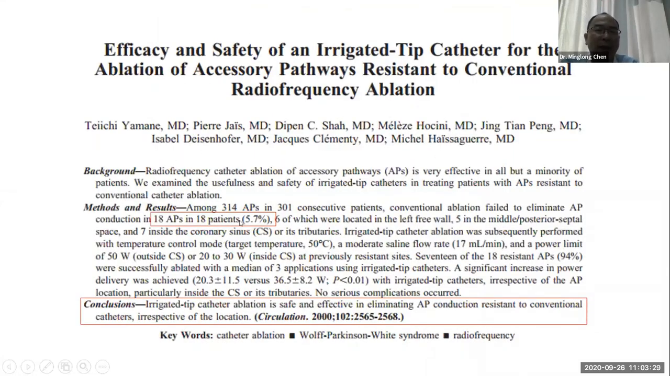And if you have energy delivery problem, sometimes you can use the irrigation catheter. So here's the experience from our Bordeaux group, and they did 18 cases of accessory pathway failed by previous ablation, but when they are using the irrigation catheter, all these pathways are gone.